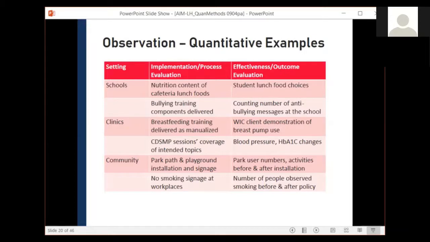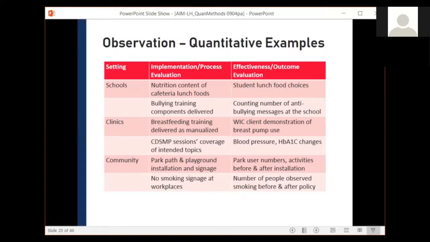One example would be, imagine your health department is a member of an obesity prevention coalition that is working to increase physical activity opportunities. And the Parks and Rec department has committed to improving park paths as part of the overall coalition's effort.